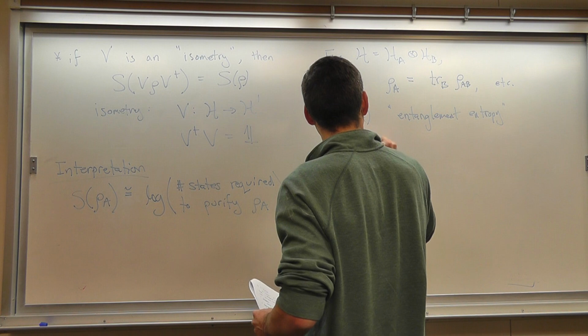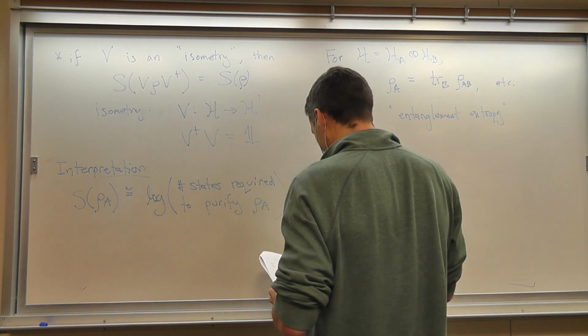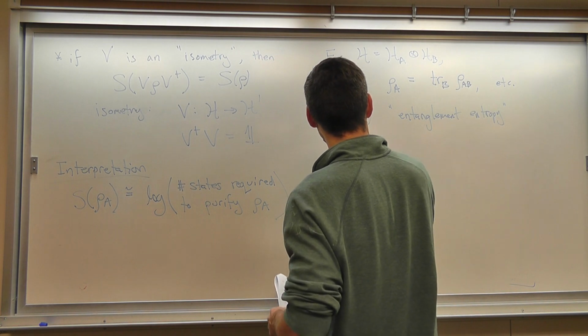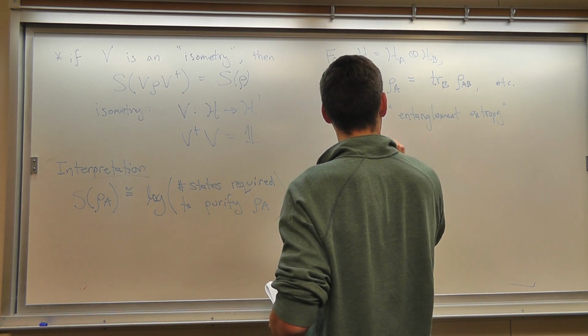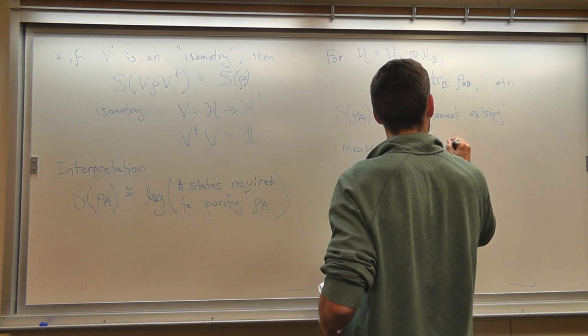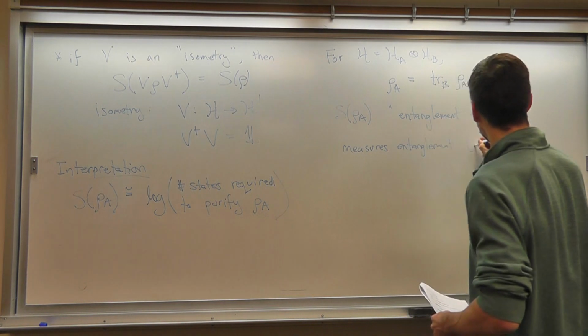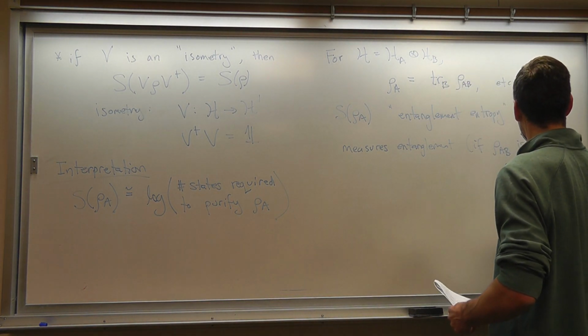Okay, so caveat, or I don't have to make it a caveat. Let's just say it measures entanglement if rho AB is pure.